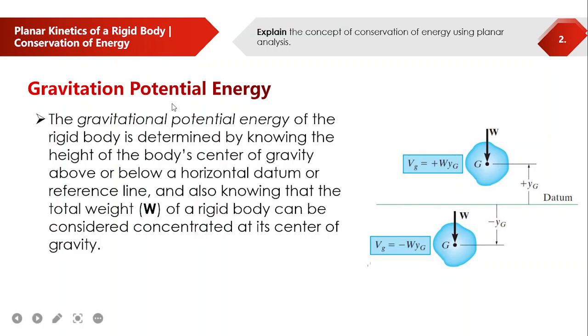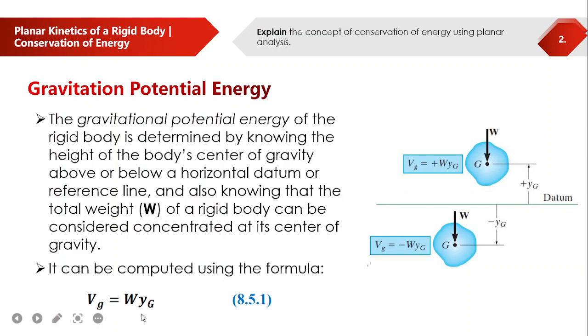So, for your potential energy, you have your datum. Okay? So, the mass times the gravity times the height from the datum or the reference line, that's your gravitational potential energy. As you can see here sa figure, it can be computed using the formula weight times y sub g, or the distance from the datum or the reference line. So as you can see here, negative yung potential energy natin kung nasa ibaba ng datum natin. Bakit? Kasi nga, your force is pababa.